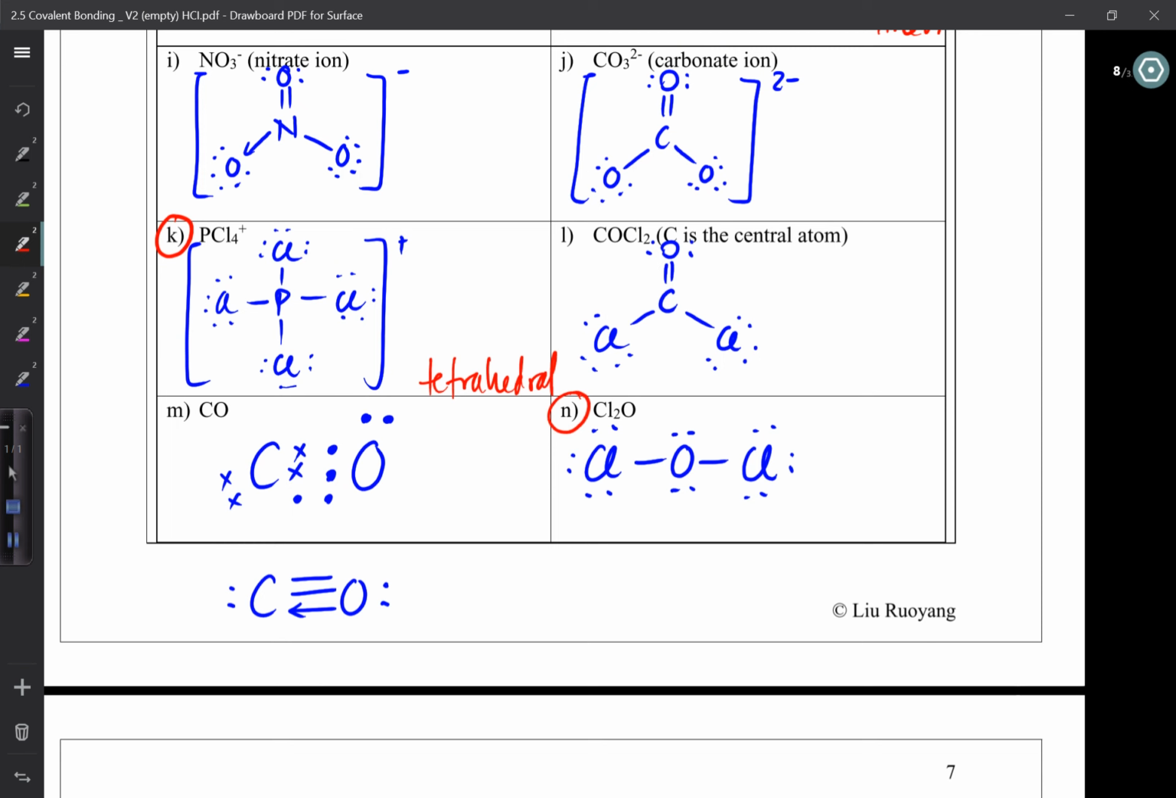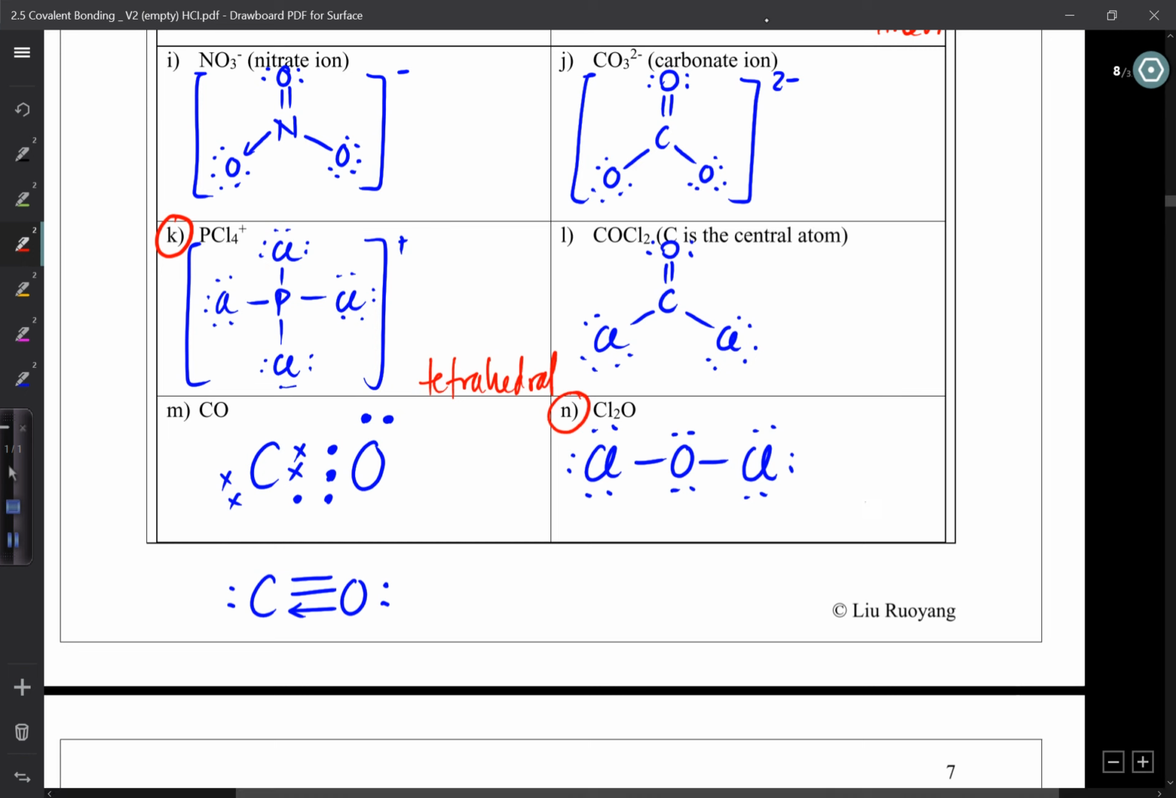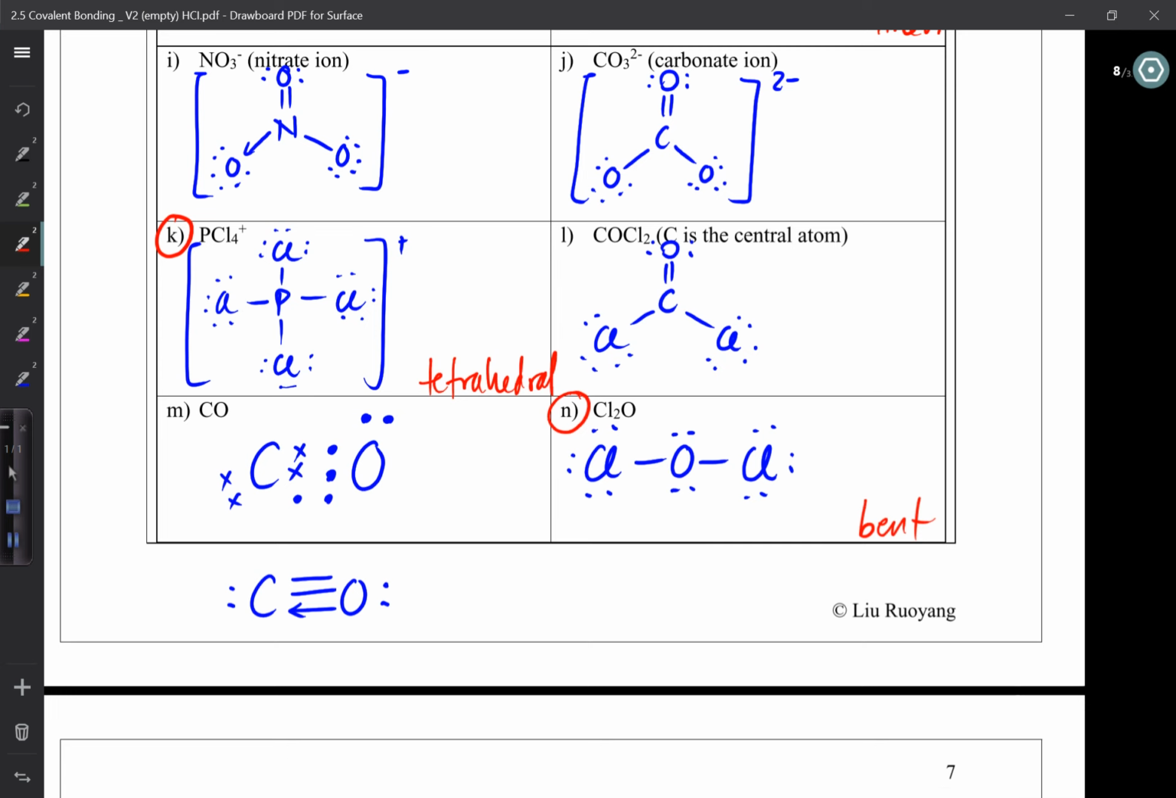Do you apply VSEPR theory? The steps? The bent one. This is bent, right? It has got 4 electron regions and 2 lone pairs, similar to water. That's why it's bent. So don't be fooled by such drawings.